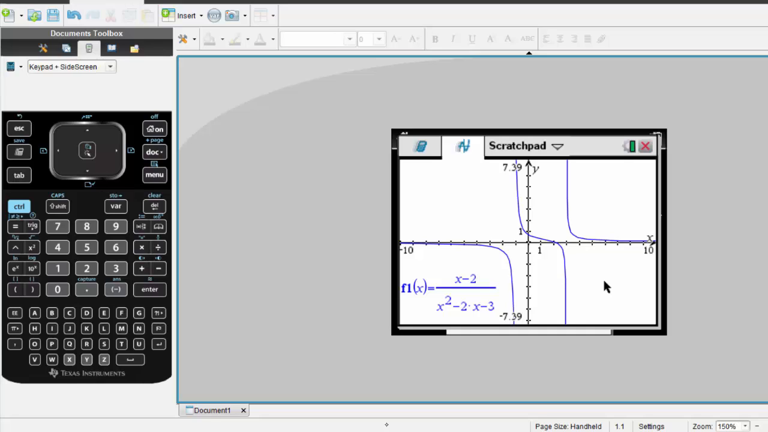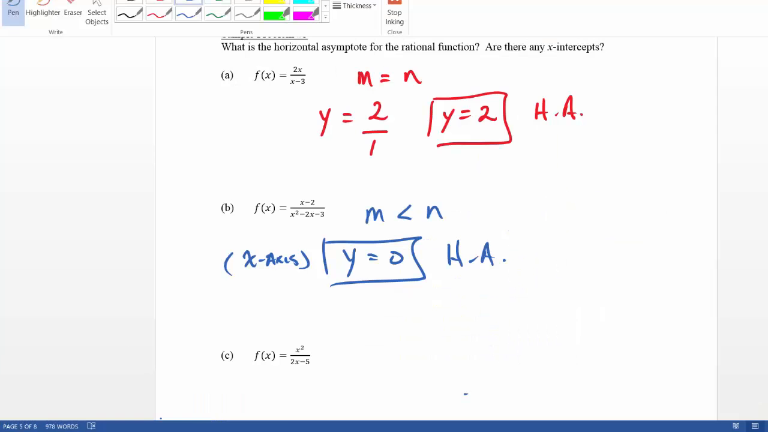And of course, this is a very interesting graph because you can see that the end behavior is guided by the x-axis, and that's our horizontal asymptote. But this middle portion has 2 vertical asymptotes, and our middle portion actually does cross the x-axis, giving us an x-intercept. Okay, so let's take a look at the last one here, last example.